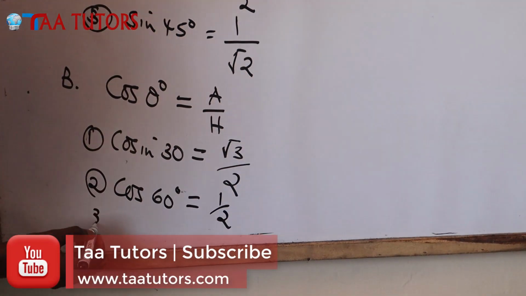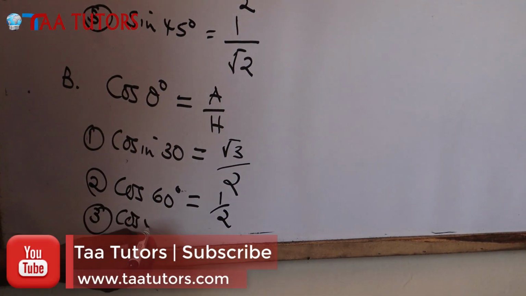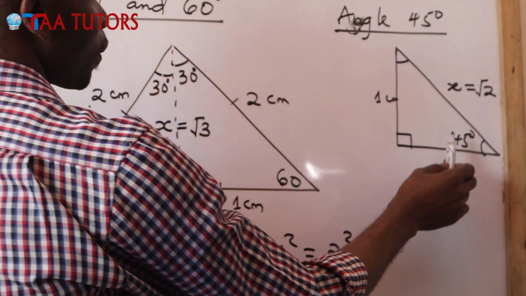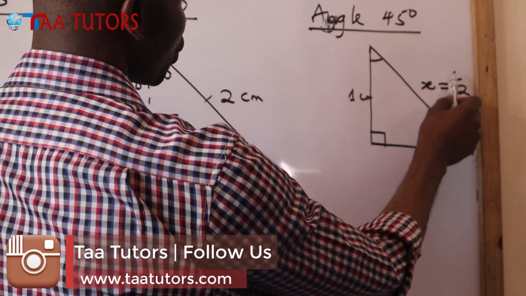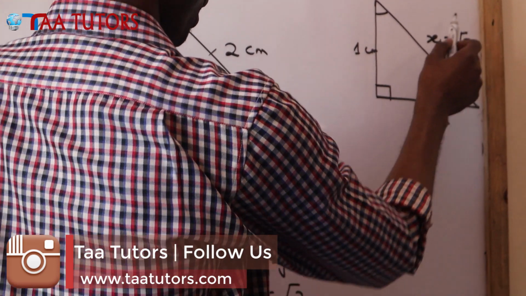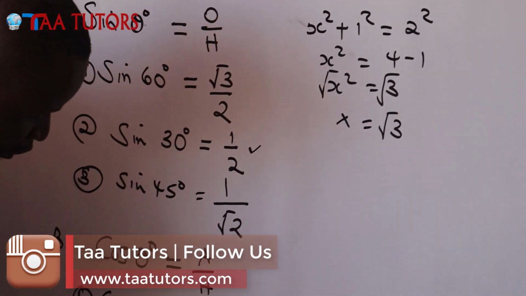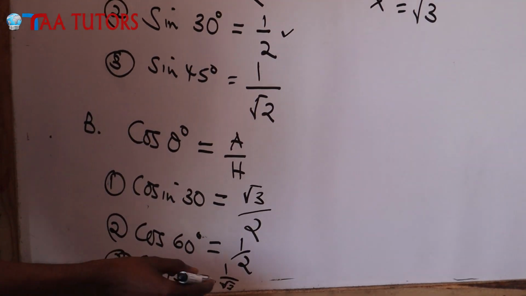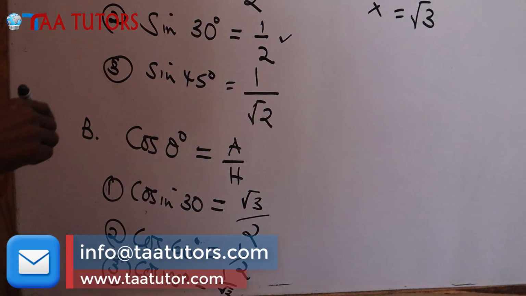What about the cosine of 45? Cos 45, if I come here, the cos of 45 is here. Adjacent over hypotenuse is going to be 1 over root 2. So 1 over root 2. Now you realize that the cosine of 45 is the same as the sine of 45.